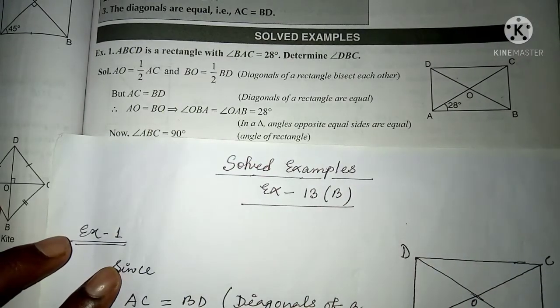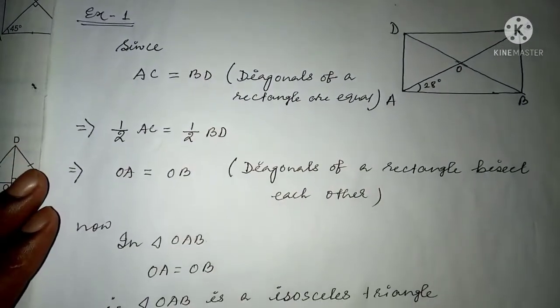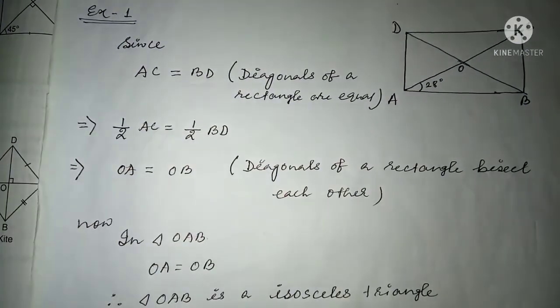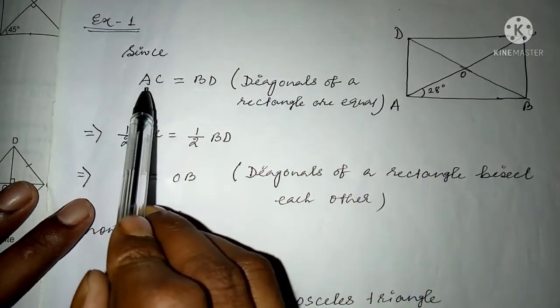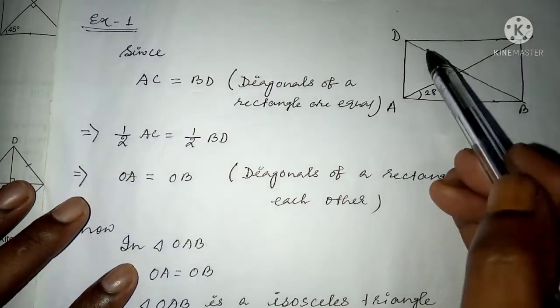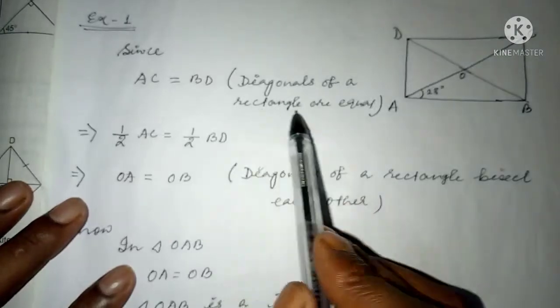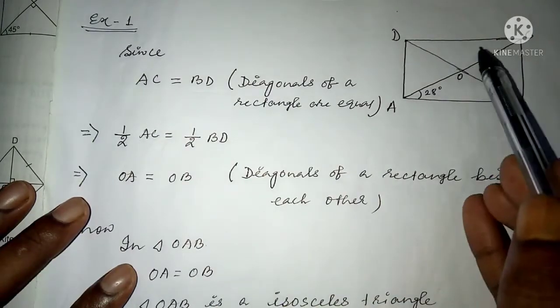Now see, they have solved in a different way, so I have solved in a little different way, so it will be easier for you to understand. Now see here, first of all, we know AC equals BD. That means AC equals BD. The reason is that the diagonals of a rectangle are equal. So diagonals are equal.